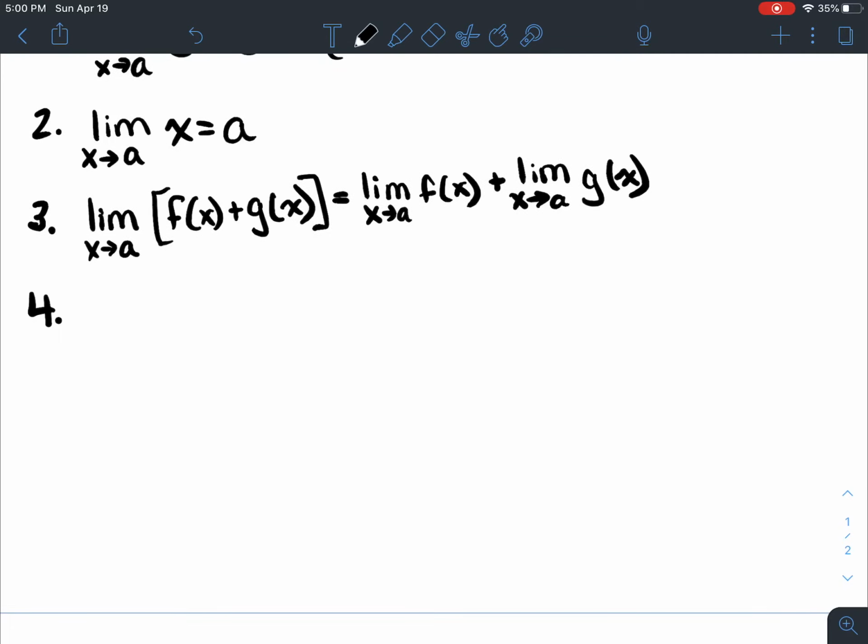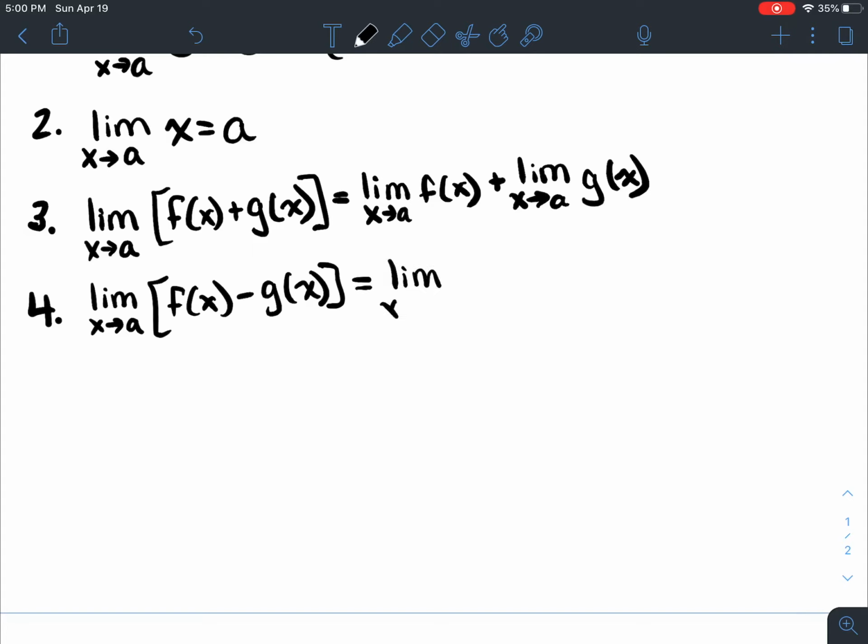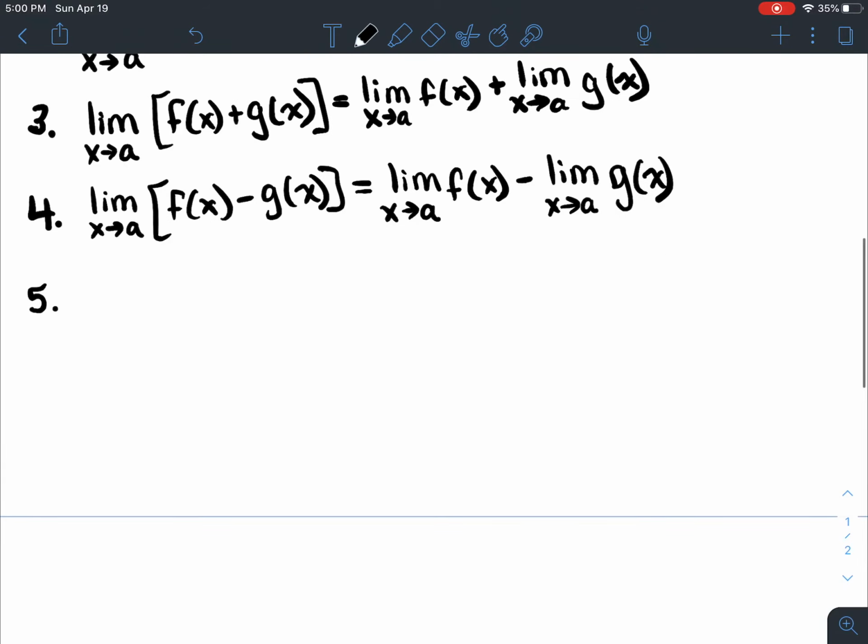Okay, property number 4. It's the same exact property, but with subtraction. So should we write it again? I don't know. Could just put an add or subtract sign up above. I'm just going to write it again so you know. Works for adding and subtracting. Okay, g of x. Cool. We're working our way. Nearly halfway.